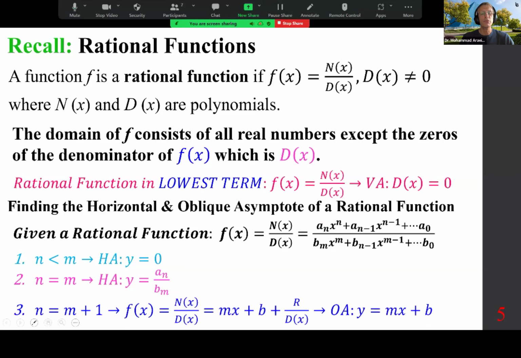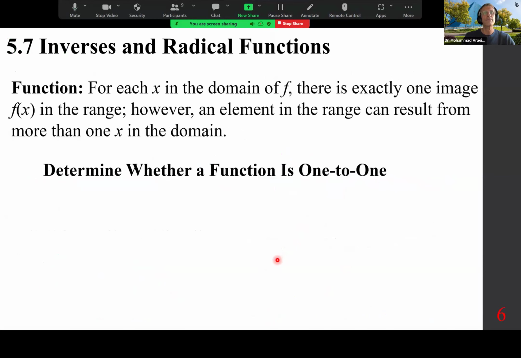If the difference is precisely 1, that means the degree of the numerator is larger than the degree of the denominator by precisely 1, then we do long division or synthetic division. It results in mx plus b and a remainder. Y equals mx plus b is the oblique asymptote, also known as the slant asymptote. That's the synopsis of what we've covered.